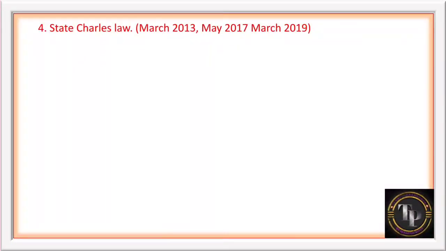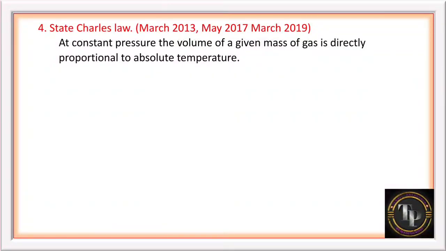State Charles' law. This question was asked in the 2013, 2017 and 2019 annual exam question papers. At constant pressure, the volume of a given mass of gas is directly proportional to absolute temperature. Pressure remains constant, volume is directly proportional to temperature. That is called Charles' law. If temperature is constant, volume is inversely proportional to pressure. That is called Boyle's law.